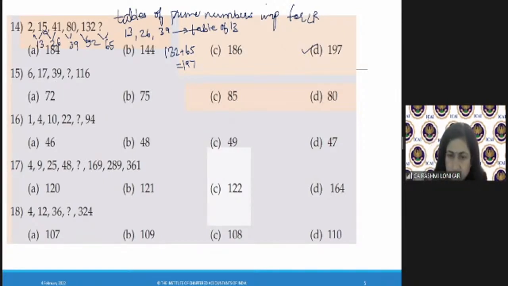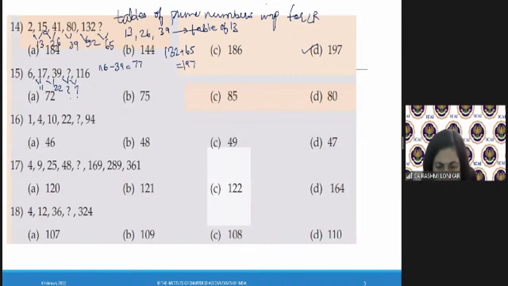Now let us see. 17 minus 6, 11. 39 minus 17, 22. This is I don't know and this is I don't know. Now let us see. 116 minus 39 is how much? 77. Okay. 116 minus 39 is 77.